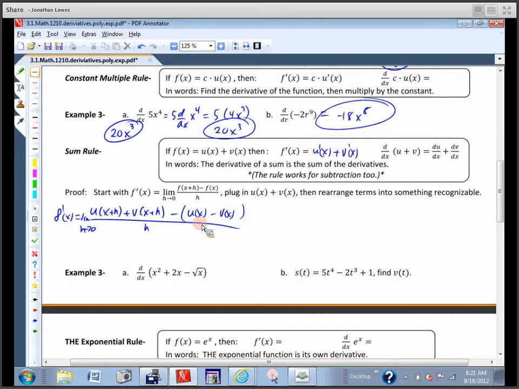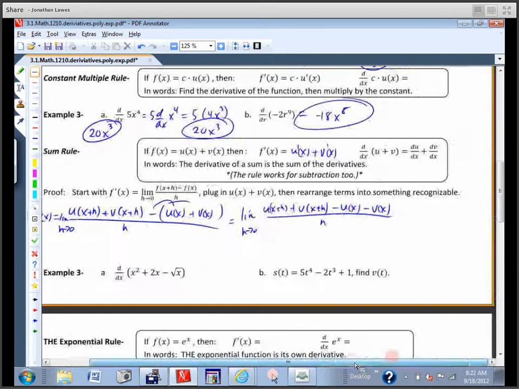Okay, now this one, if they gave you a problem like this, if they said prove the sum rule or the difference rule, I'm hoping this wouldn't be too bad. Does anybody see what we'd need to do to this? Ben says, multiply it out. Okay, let's multiply through. So let's distribute the negative.